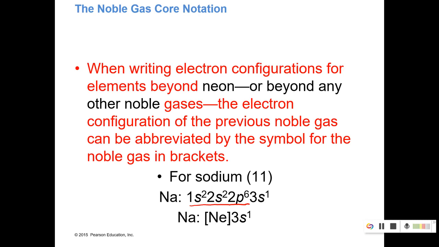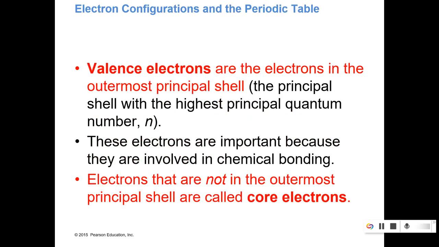So I go to sodium on the periodic table. I go up a row and to the end. That gives me neon. So then neon goes in brackets. Brackets, not parentheses. Brackets have right angles. And then we just start at the next row, which is sodium 3s1. That's it. It's much faster, especially for very large elements.